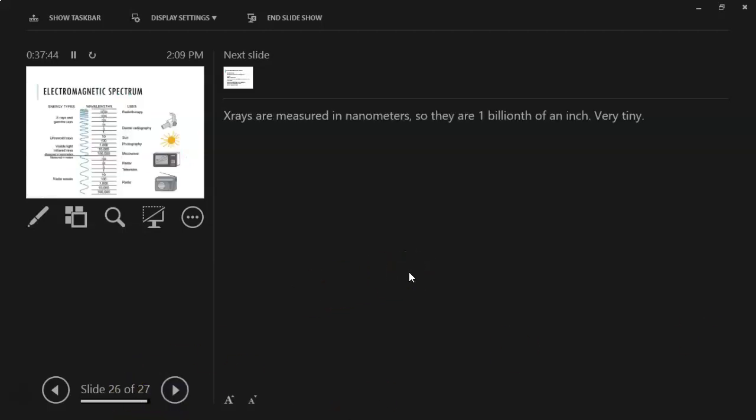X-rays are measured in nanometers, which are very, very tiny. You can see these wavelengths. This is a bunch of numbers that, trust me, you are not going to be tested on. This is more interesting informational content than something that's going to pop up on an exam. But it shows how incredibly tiny they are.